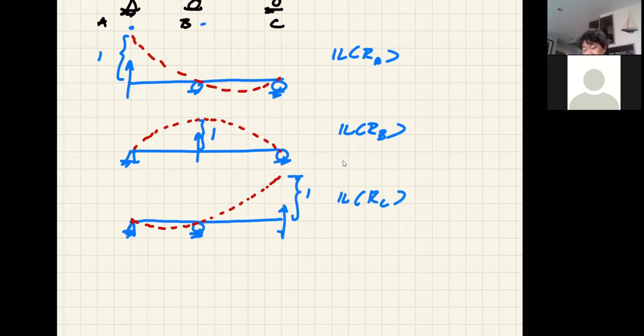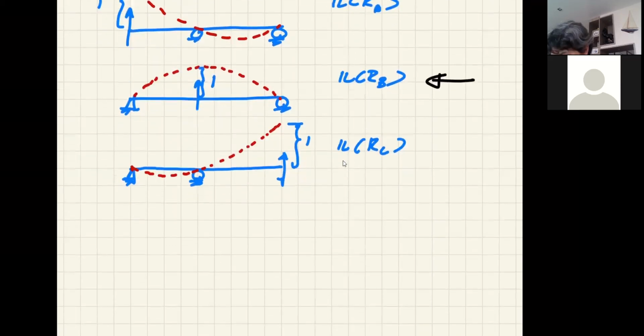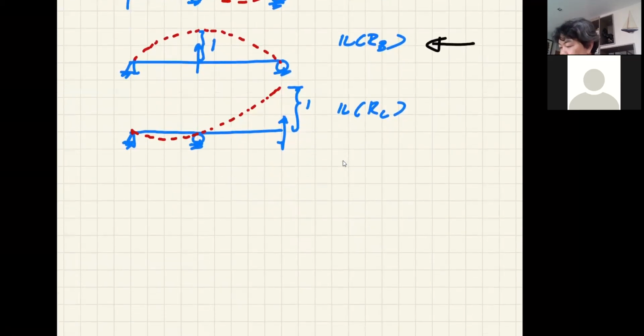Okay. So now let's come back and take a look at the simple case. So I will use this RB because it's the most common thing to do. Okay. So let's say now you can see in order to get the magnitude of the influence line, we need the deflection. Okay. So let's say if I have a beam.